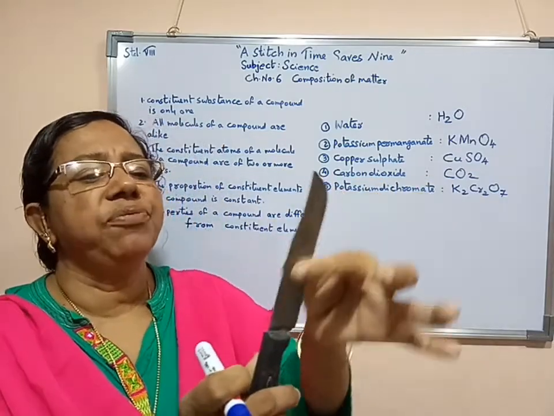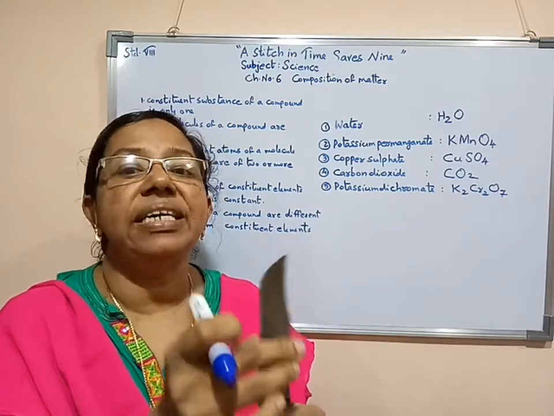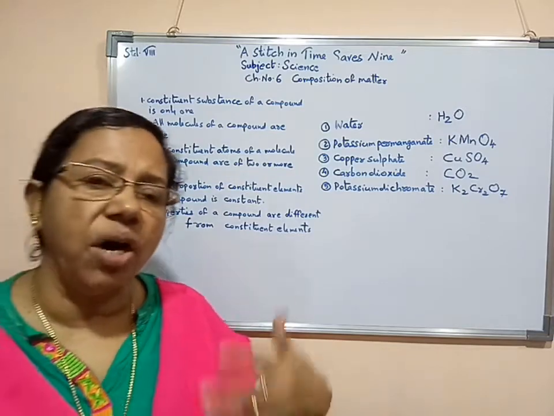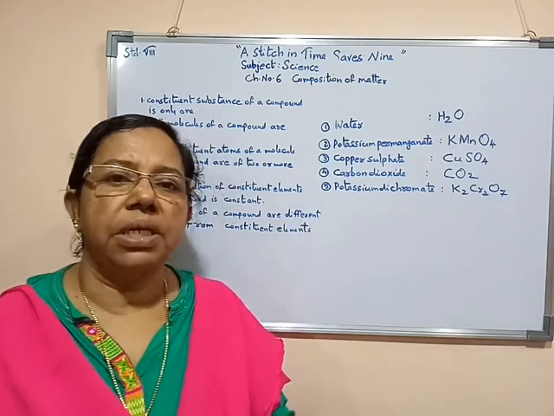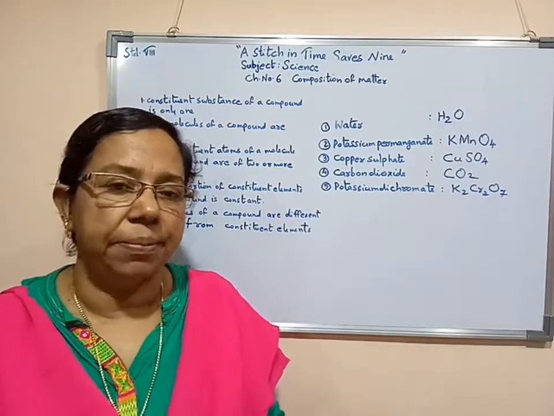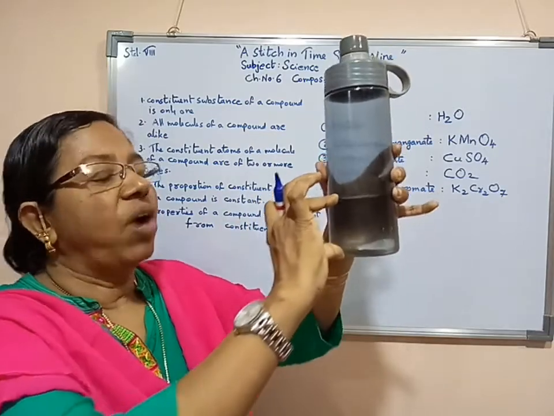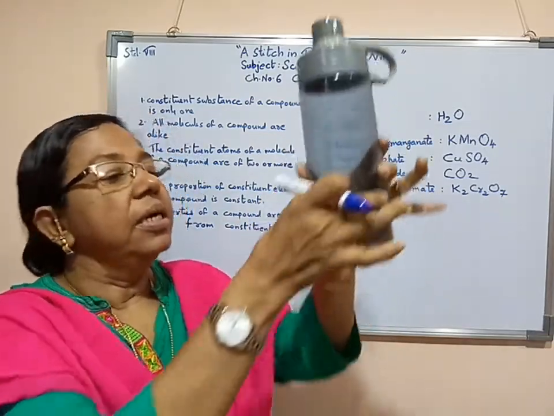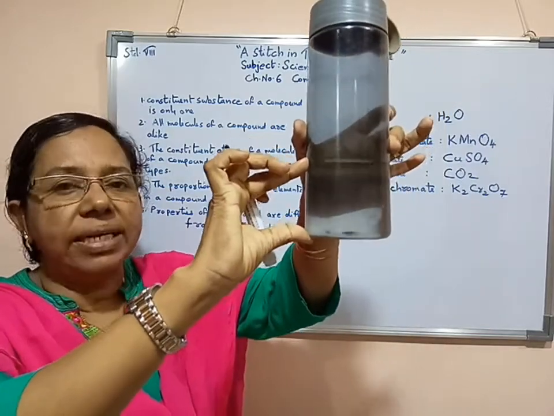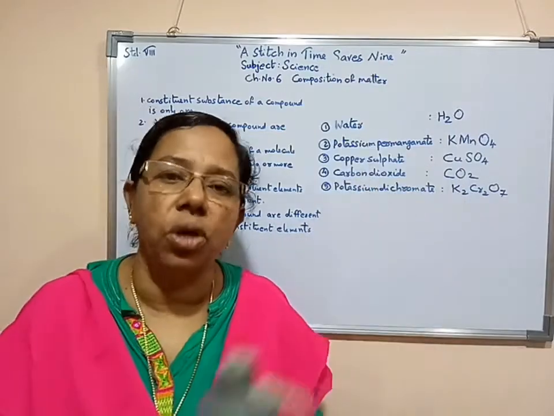That means this knife is made with the help of only iron atoms. Similarly, we can say that when we think of any compound, its constituent substances are the same. With what it is made, that only I had explained here. Water is a compound. Here, a half or quarter bottle of water is there. This water is made with only water molecules.